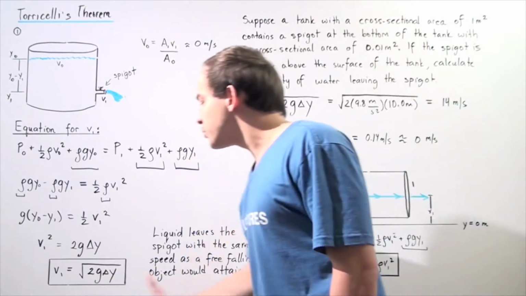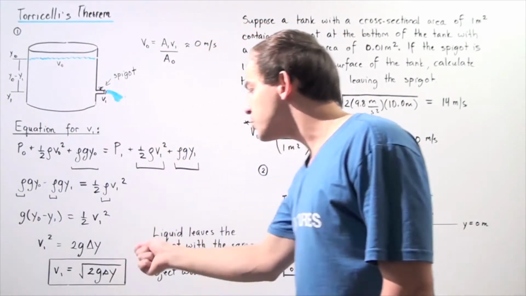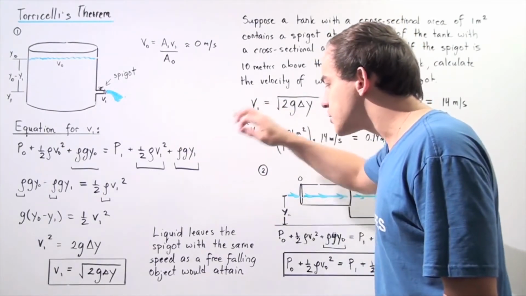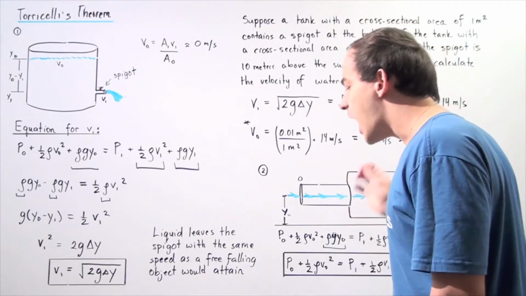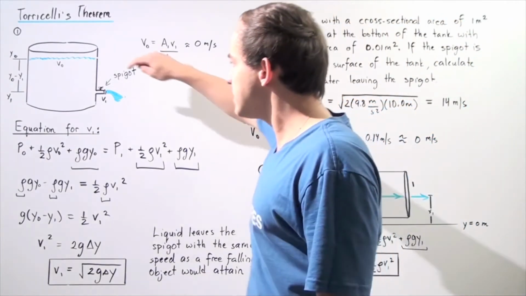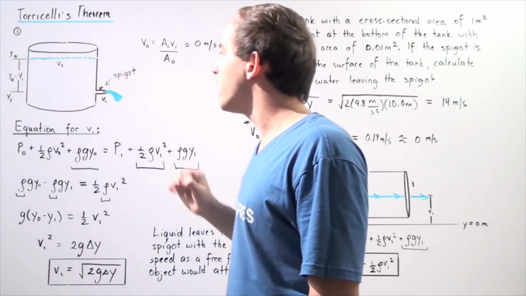Now, this result is known as Torricelli's theorem. And notice what it states. It states the following: liquid leaves the spigot with the same speed as a free-falling object would attain if it travels the same vertical distance of change in y, of y0 minus y1.